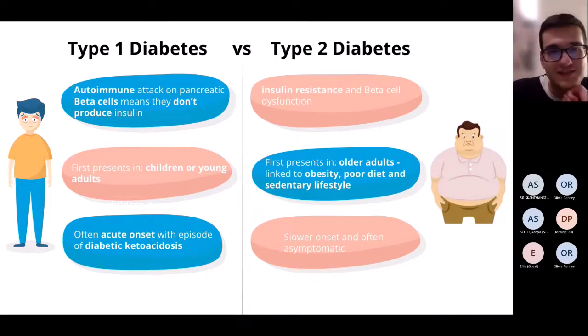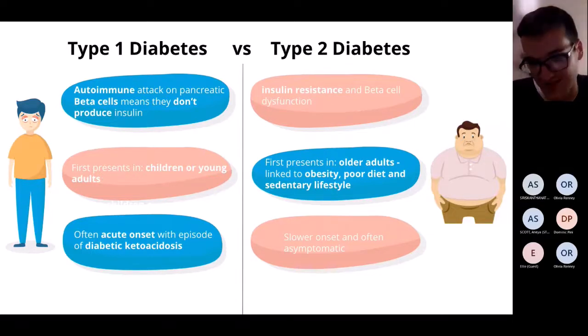One difference is the pathophysiology. It's quite different. In type 1 diabetes, you don't have any insulin because the beta cells in your pancreas that normally produce insulin have been attacked by your own immune cells. It's an autoimmune condition, and you don't have insulin. Whereas in type 2 diabetes, you do have some insulin, but the problem is that your cells in your body are resistant to insulin and your beta cells are not working properly.